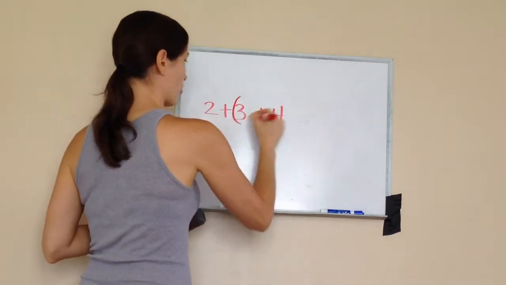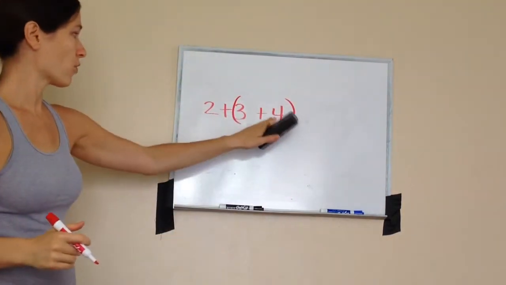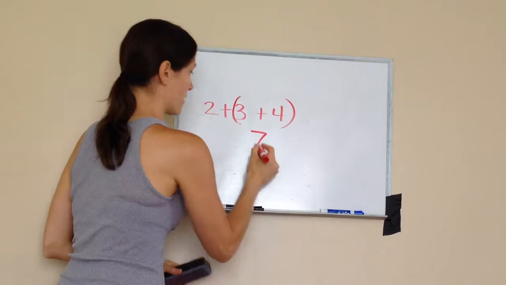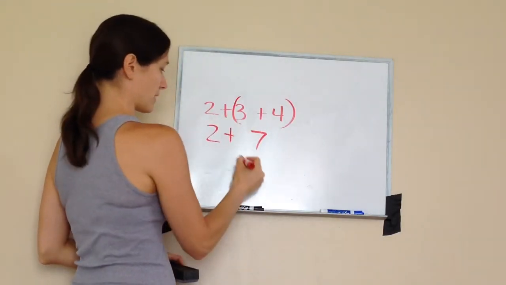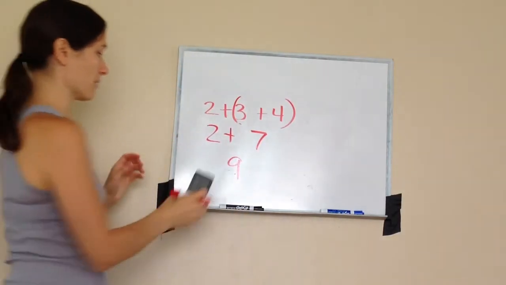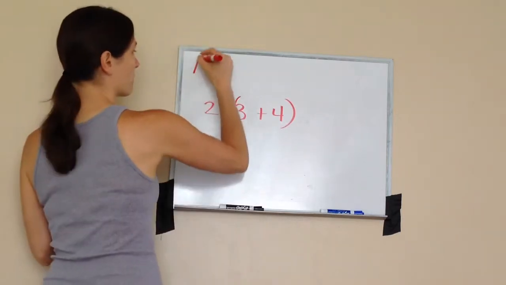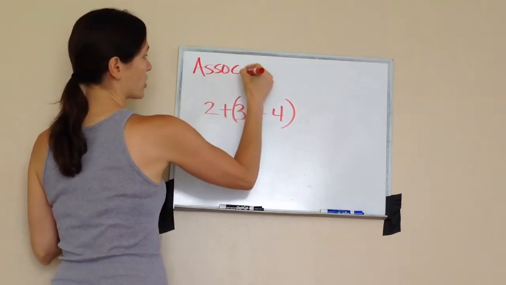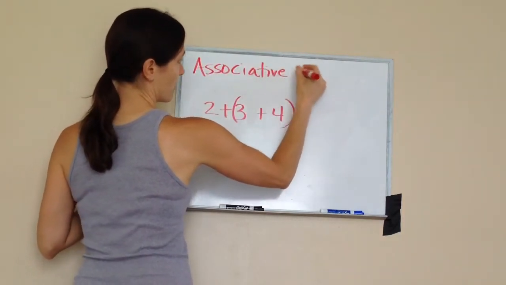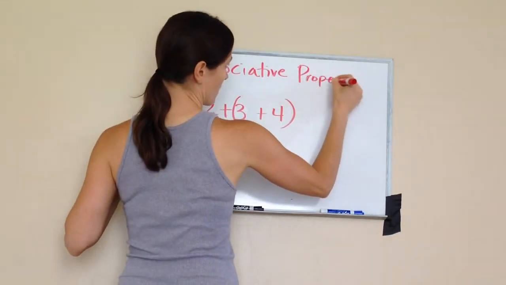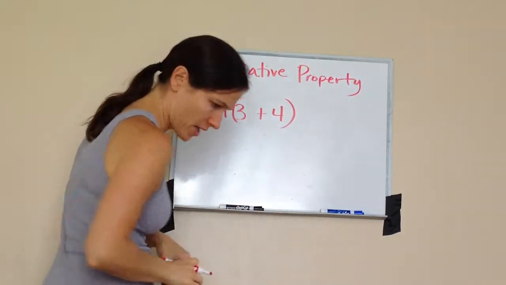So this time we're going to group these two numbers together. 4 plus 3 is 7, and 7 plus 2 is 9. Did we get the same answer? Yeah, we did. Okay. What this is called is the associative property. Associative. Okay? Do you remember me telling you about this?